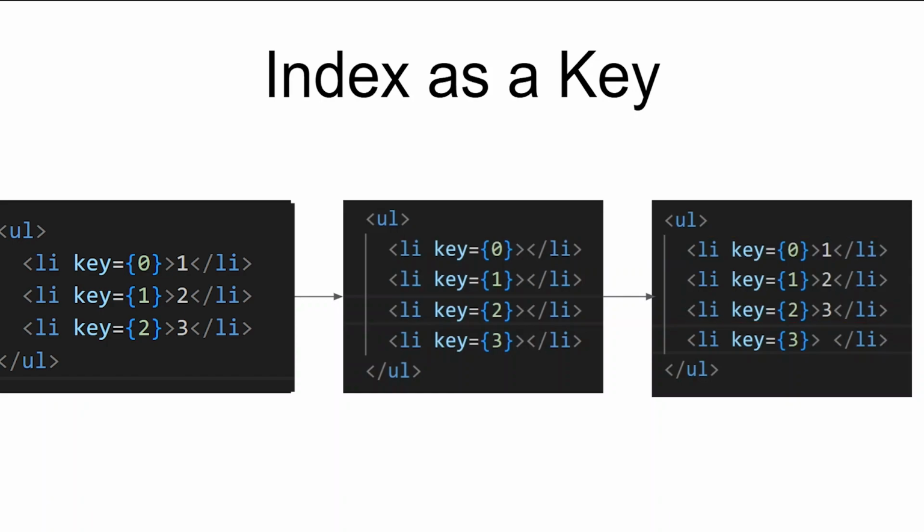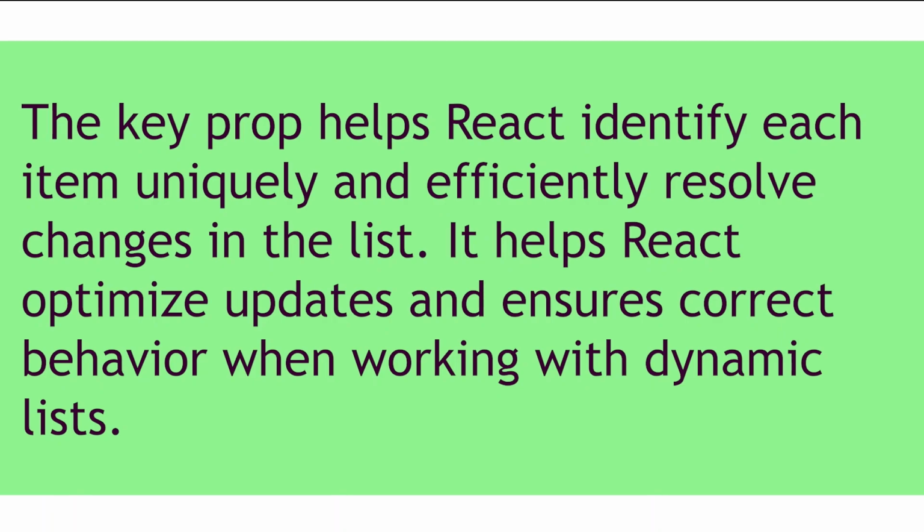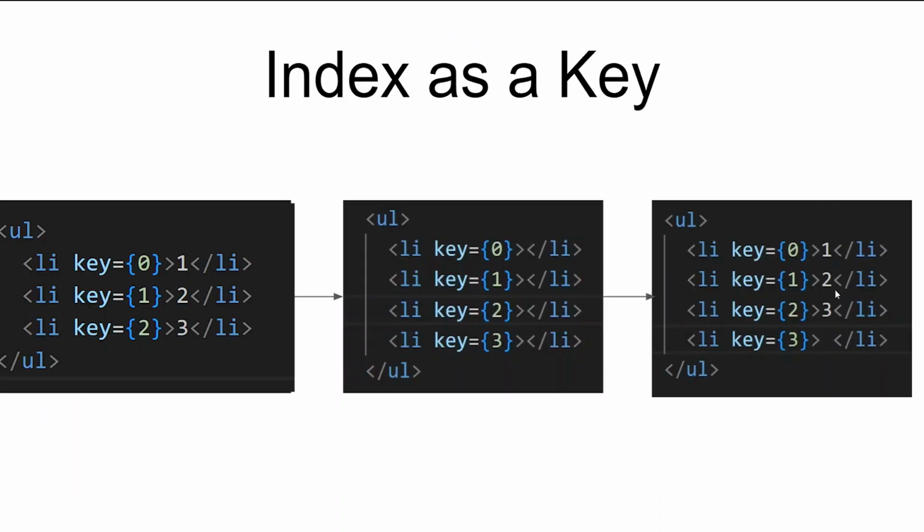So why do we need a unique key, or why does React need a key? The key prop helps React identify each atom uniquely and efficiently resolve the changes in the list. It helps React optimize updates and ensure correct behavior when working with dynamic lists. It means when we add anything new in the list, it doesn't re-render the data which already has that key. React identifies that we already have keys 0, 1, 2, and it doesn't re-render those, and it re-renders the next one. So that's why it avoids unnecessary re-rendering.